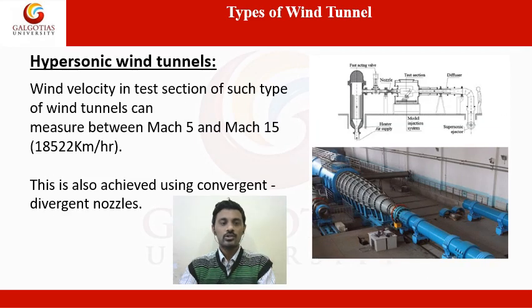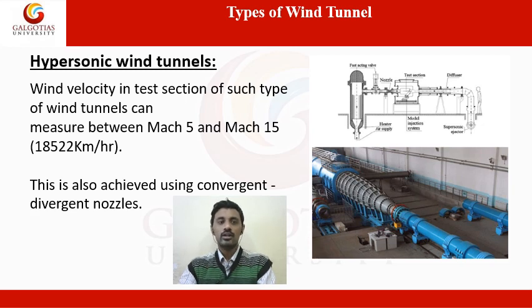Next is hypersonic wind tunnels. The wind velocity in the test section of such a wind tunnel can range between Mach number 5 and Mach number 15, with a speed of 18,522 km per hour, and this is also achieved by using convergent divergent nozzles.